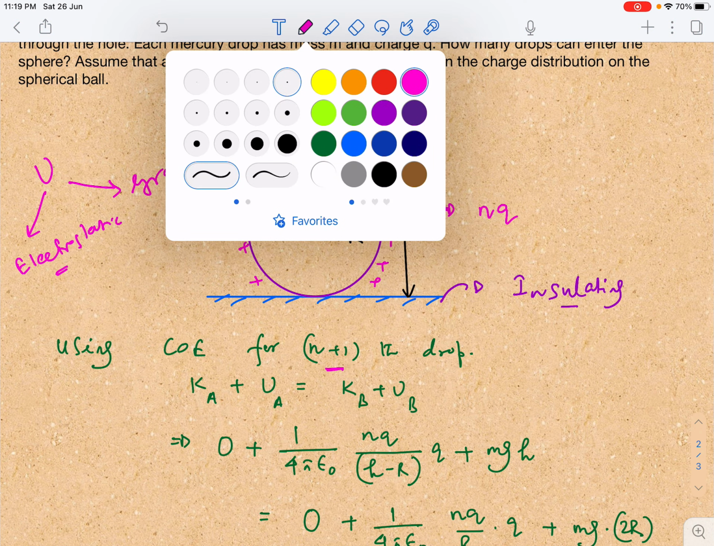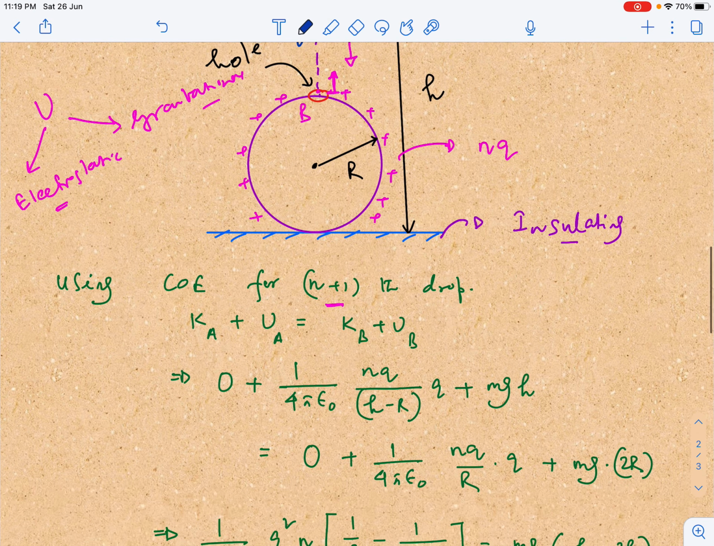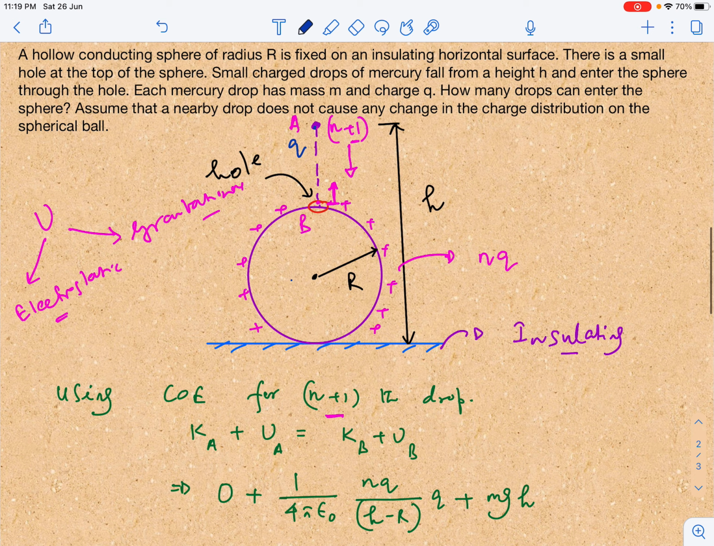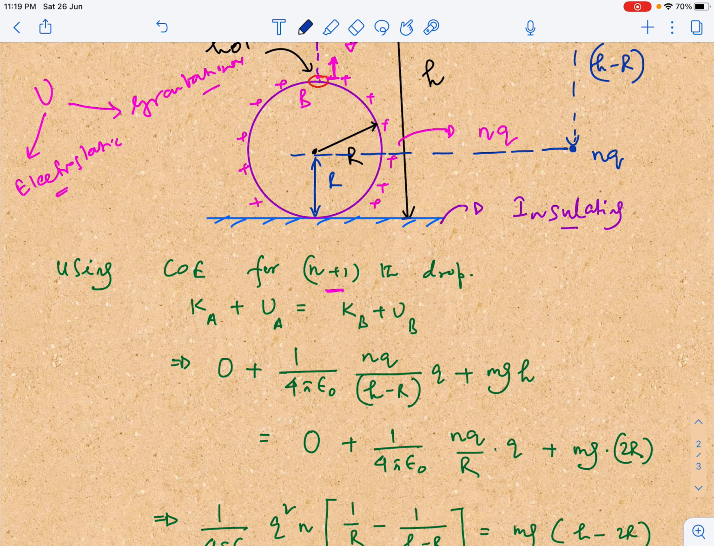How much will its charge be? Simply its charge will be q. So 1 by 4 pi epsilon naught nq into q. Now, for this charge at point A, this entire shell will behave like a point charge. So the shell charge is concentrated at its center. How much charge does it have? nq. And this n plus 1th charge, that is q, is falling. Now the separation from the ground to this is h, and this one they have given to be r. So this distance becomes h minus r. That's why I have written nq by h minus r into q, plus gravitational potential energy is mgh.